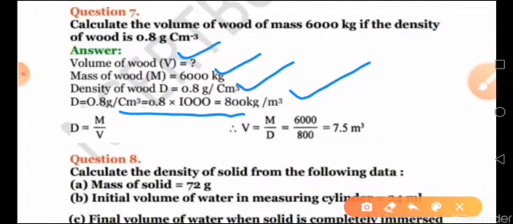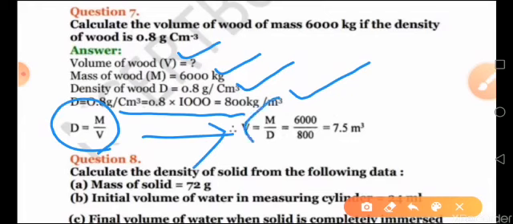And then using the equation density is equal to mass upon volume, you will get the equation volume is equal to mass upon density. Substitute the values and find out the answers. Only thing is that when you read the question, make sure all the units are the same.